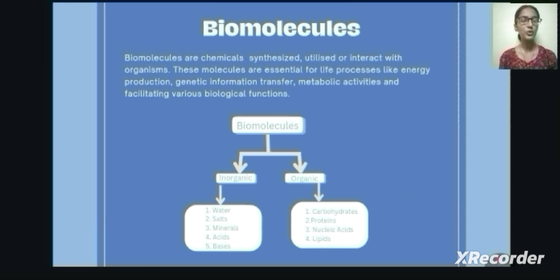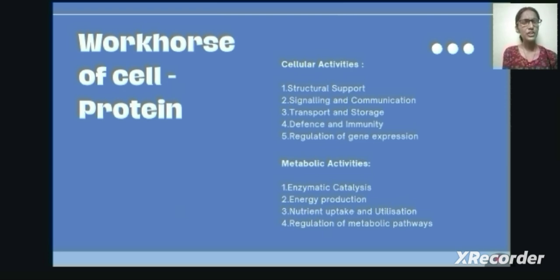Before going in depth about what proteins are, let us know what biomolecules are. So biomolecules are chemicals which are synthesized, utilized or interact with organisms. These molecules are essential for life processes like energy production, genetic information transfer, metabolic activities and facilitating various other biological functions. Biomolecules can be divided into inorganic biomolecules and organic biomolecules. Inorganic biomolecules are those which are not synthesized by living organisms, whereas organic molecules are those which are synthesized by living organisms.